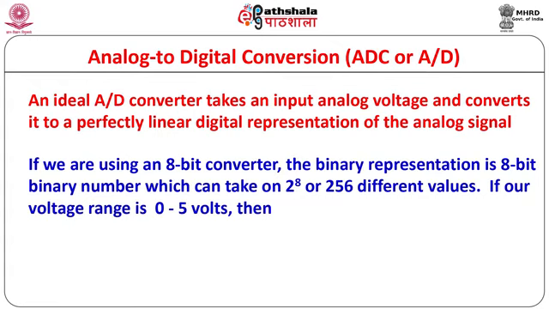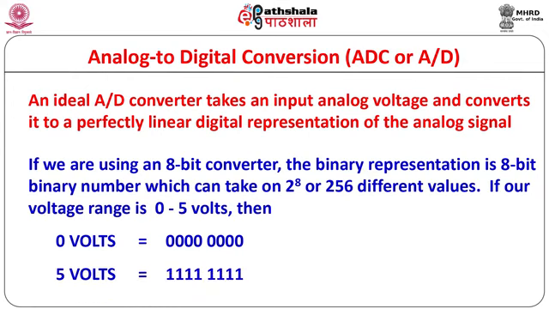If we are using an 8-bit converter, the binary representation of 8 bits will have 2 raised to 8, or 256, different values. If we are using an analog voltage in the range 0 to 5 volts to convert into digital form, then 0 volts corresponds to 8-bit binary data, that is 0000 0000, whereas 5 volts will correspond to logic 1111 1111.